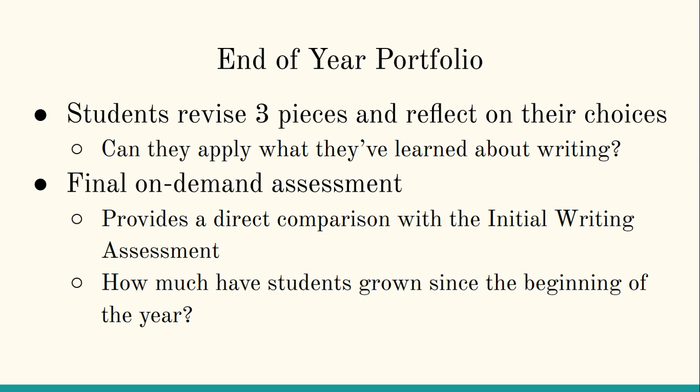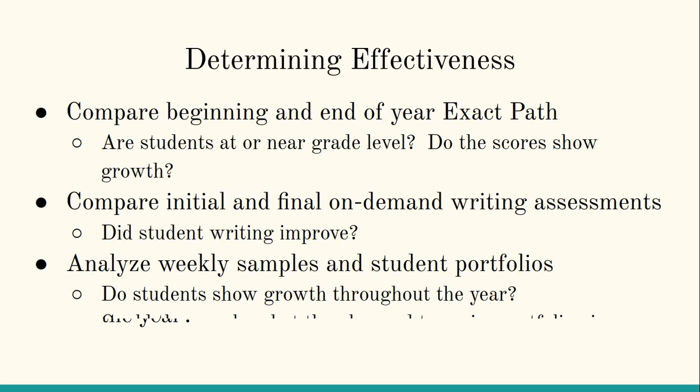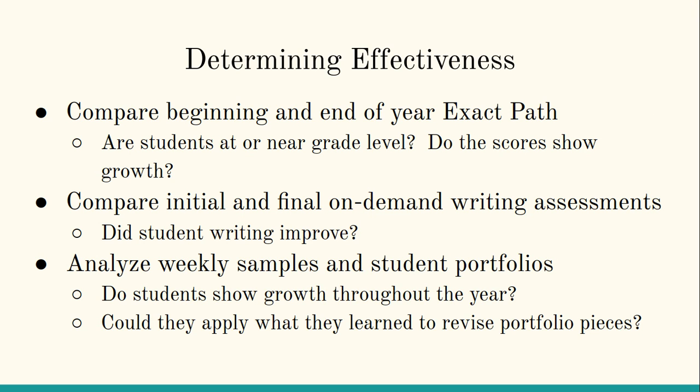This will be used to measure if we have met the department goals for 9th grade, to help guide writing instruction in 10th grade, and to inform how we might adjust the 9th grade writing curriculum. In determining the effectiveness of this plan at the end of the year, we will look at Exact Path results, comparing beginning of year and end of year results to see if students have achieved grade level, or at least shown a year's worth of growth or more from the beginning of the year. Similarly, we will compare the results of the initial writing assessments with the results of the end of year on-demand writing assessments.